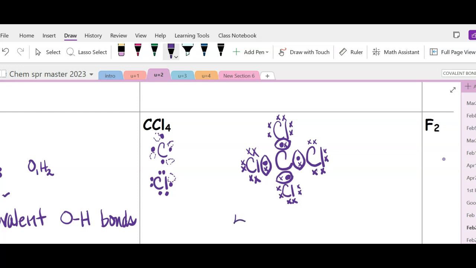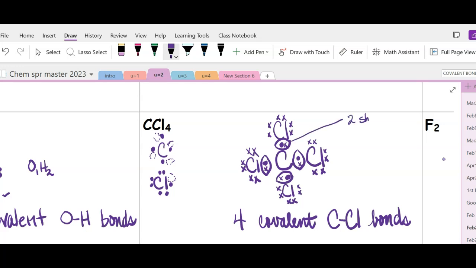So there are 4 covalent bonds, and in fact each one of them happens to be a carbon-chlorine bond. 4 covalent carbon-chlorine bonds. So this is 2 shared electrons. In a pea pod is what it looks like. 2 shared electrons.